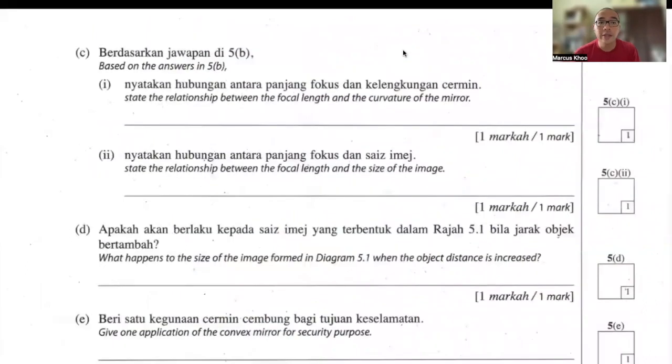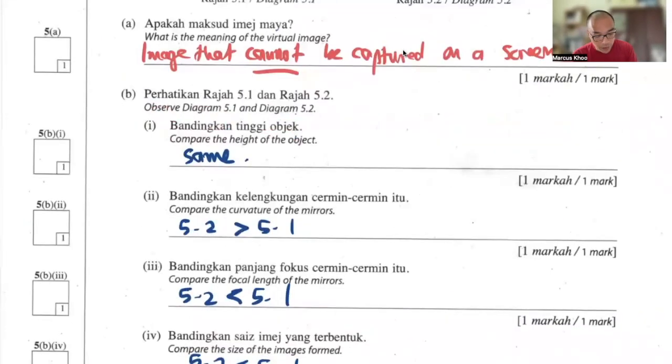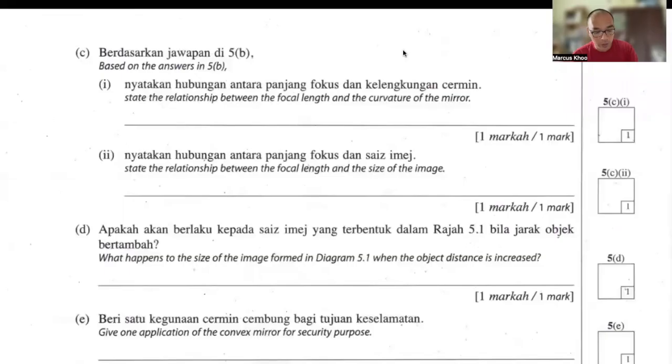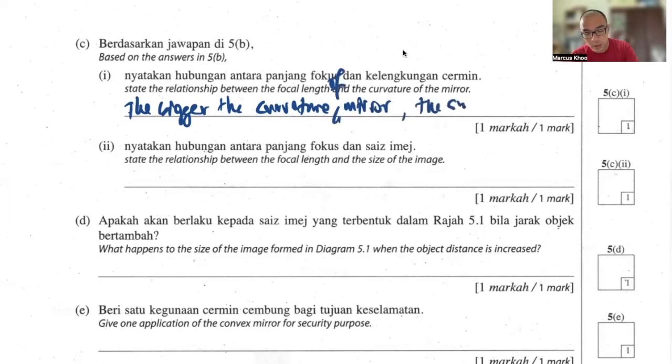State the relationship between the focal length and the curvature of the mirror. If you take a look at these two, focal length and the curvature of the mirror, since the sign is reversed, one is bigger, one is smaller. I'm going to use curvature of mirror. The bigger the curvature of the mirror, the smaller the focal length.